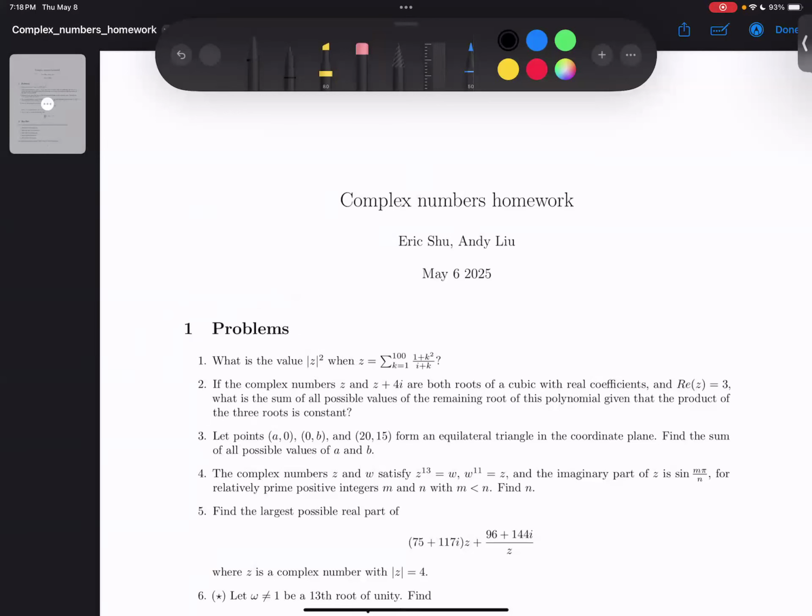Number 3 itself is a pretty annoying problem, but since complex rotations are often ugly, I think it's important to still have it there because it's still prominent on contests.